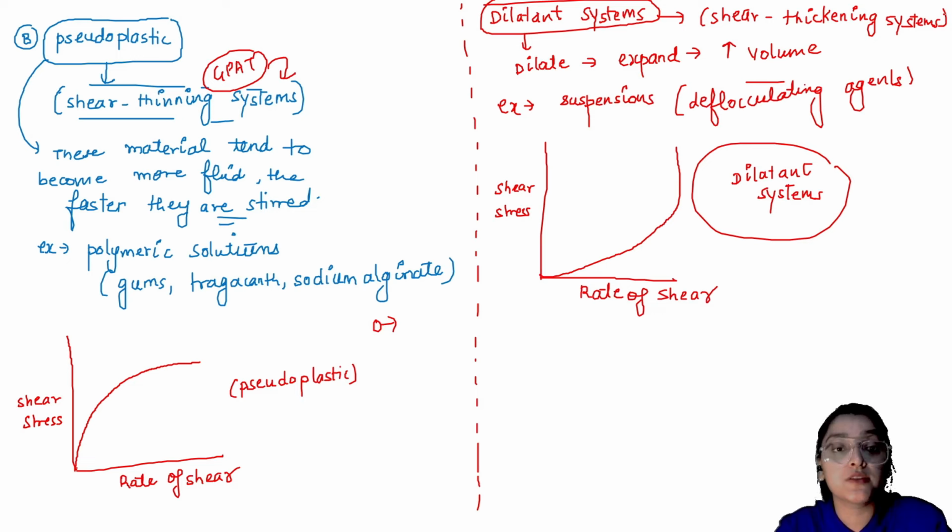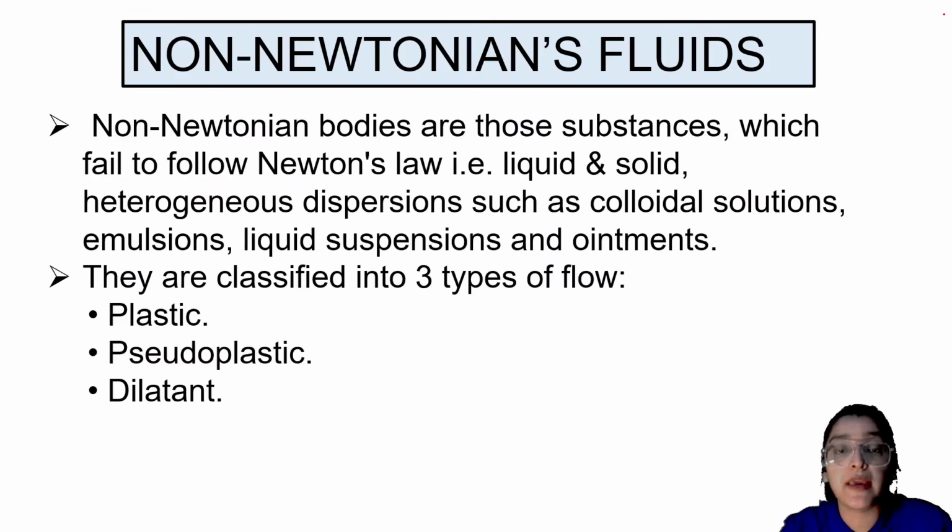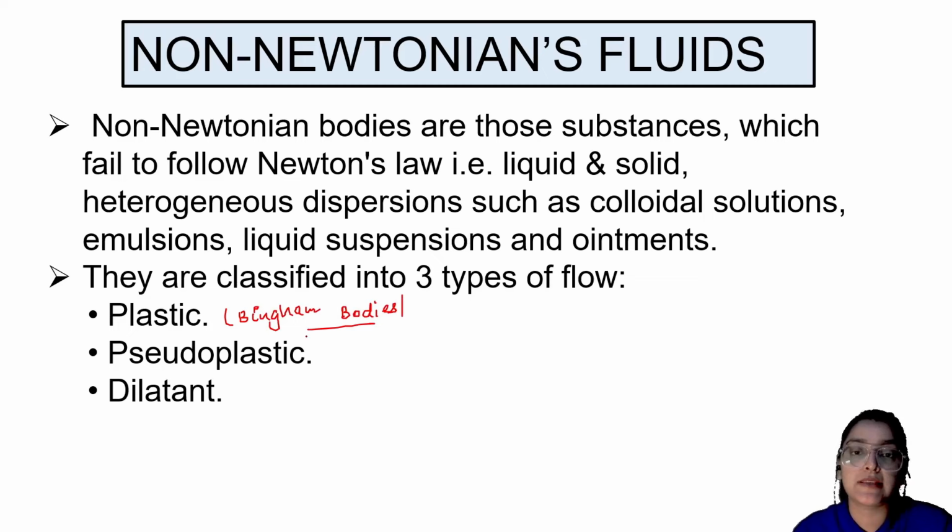Now these all were, students, the time independent systems. Summarizing in brief, we have seen till now that non-Newtonian fluids are the substances which do not obey Newton's law. They do not have any direct relationship between the rate of shear and the shearing stress. But yes, they are further classified into types of flow, including the plastic ones. We have seen their rheograms also. Very important from an exam point of view, the Bingham bodies also exhibit the plastic flow.